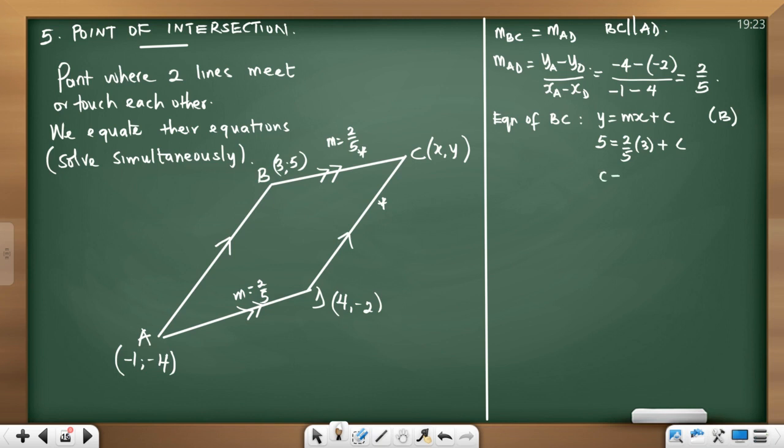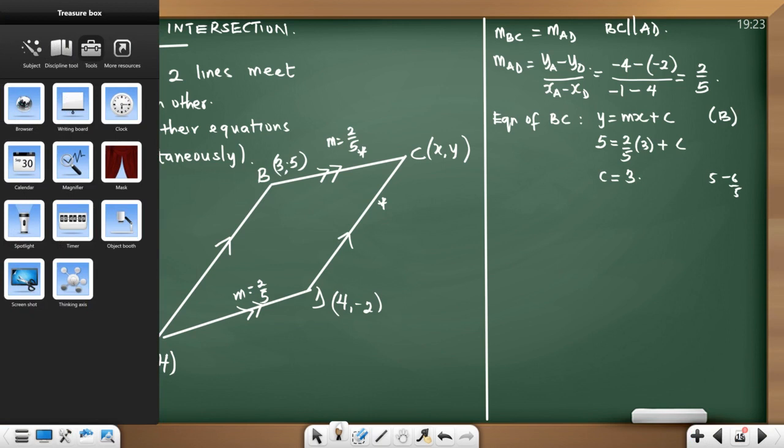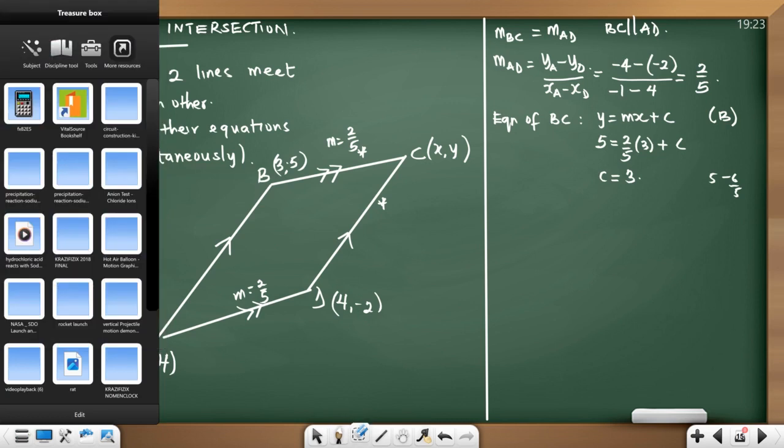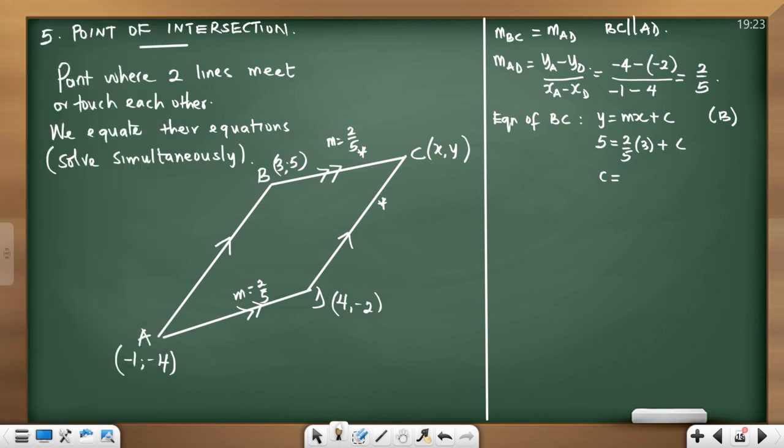That is 5 minus 6 over 5. Okay, just use your own calculator. 5 minus 6 over 5, and that will give me 25 minus 6, and that will be 15 over 5. Isn't that 3? All right. Okay, let's use a calculator quickly. 5 minus, what did we say? 6 over 5. 19 over 5. Yeah, I knew I was doing something wrong there. 19 over 5. Okay, so I have my equation as Y equals 2 over 5X plus 19 over 5.